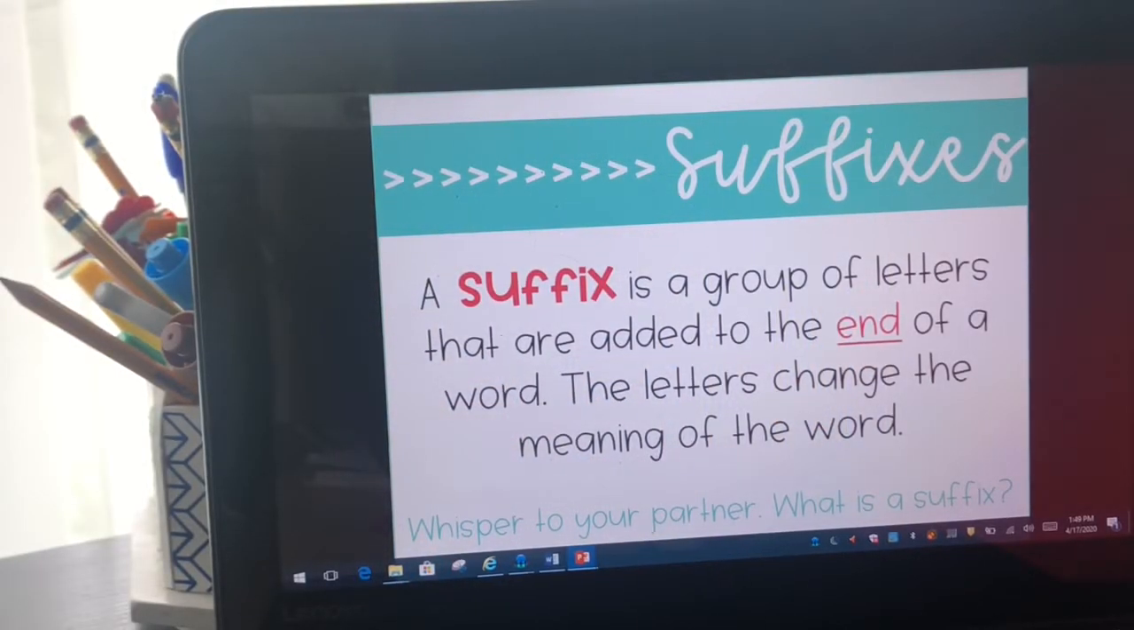So a suffix is a group of letters that are added to the end of a word. The letters change the meaning of the word. Can you whisper to somebody in your house or out loud to yourself what a suffix is?